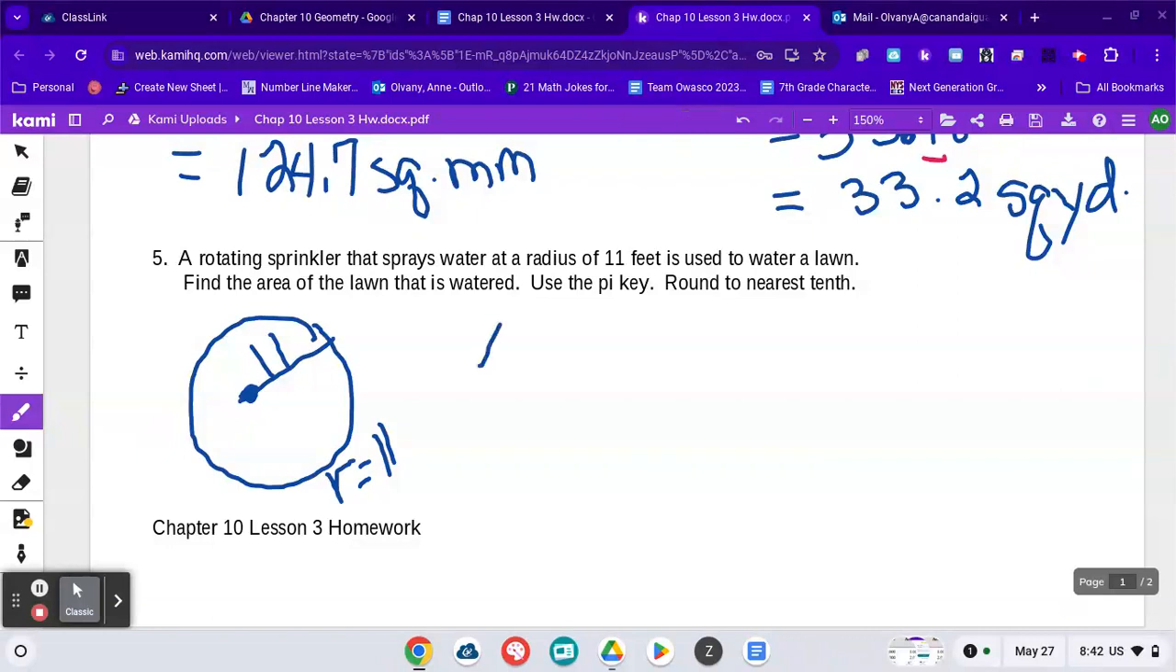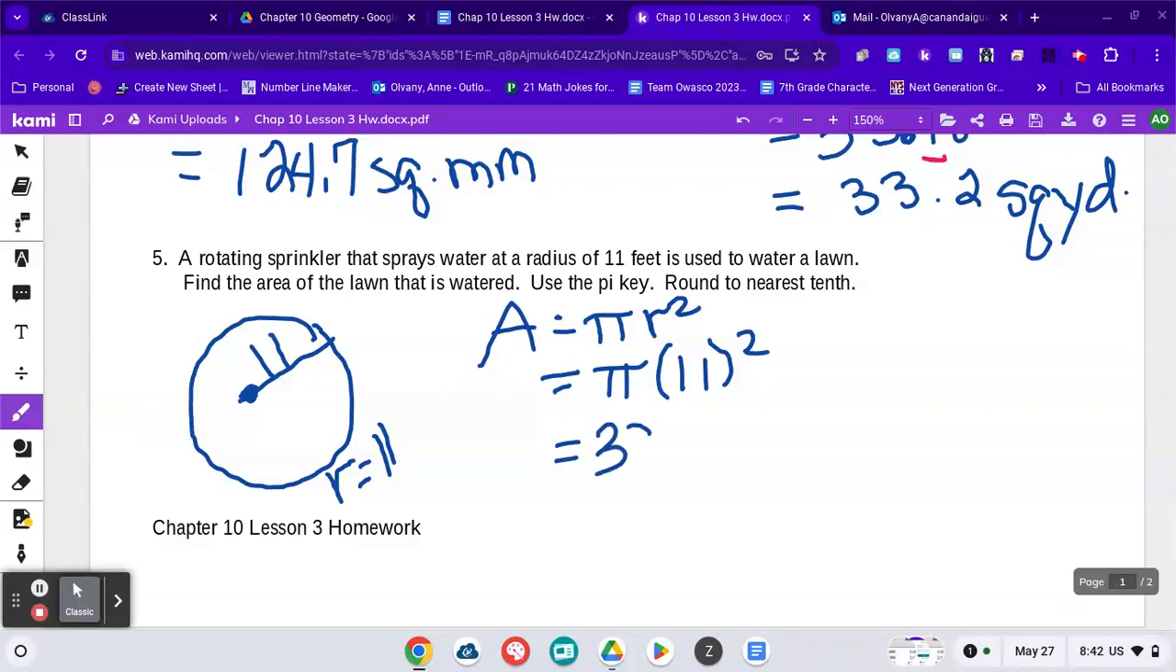All right, so area equals pi r squared. I'm going to do pi times my radius, 11 squared. I happen to know that 11 squared is 121, because I'm a math genius. So I'm going to do pi times 11 squared, which is 121, to get 380.13.